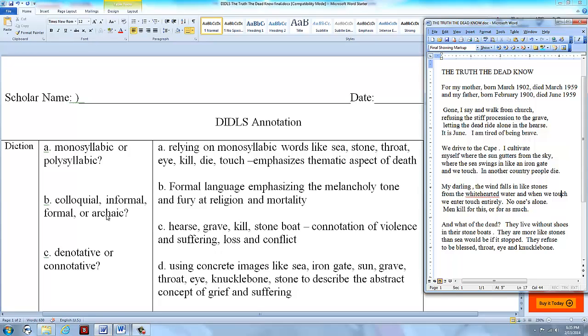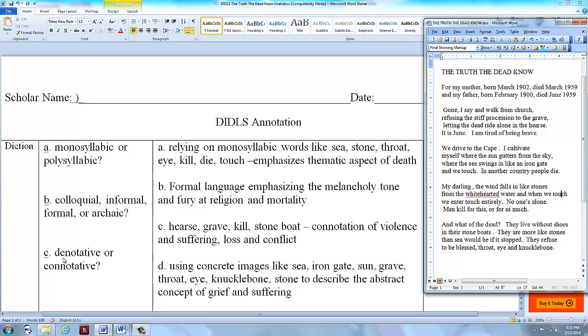Moving on to the next portion of DIDLS, you're going to look at the language style that the author chose. Were they writing colloquial or informal? Or was it formal and elevated language, or more archaic? Here with The Truth the Dead Know, what we noticed is that it's definitely formal language, and I think this is the case because it emphasizes that melancholy tone and fury at religion and the mortality of her parents and of herself. Words like procession to the grave, using the term cultivate. All of this is a more formal language.